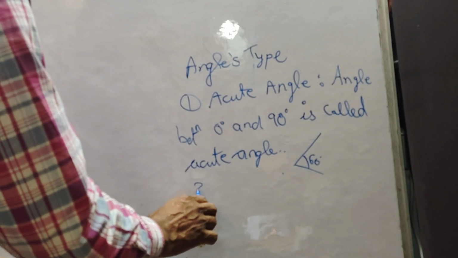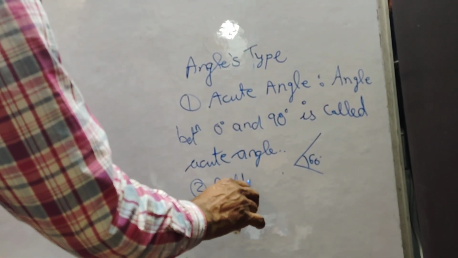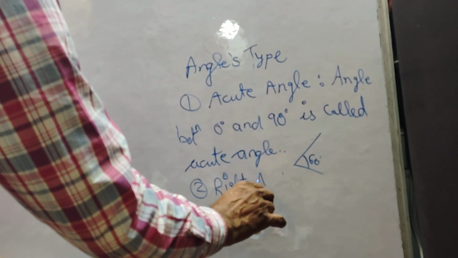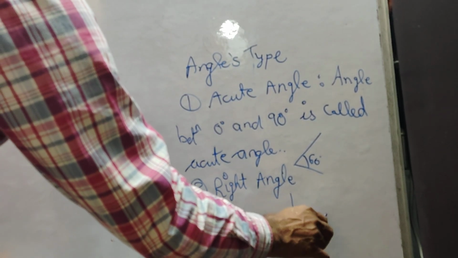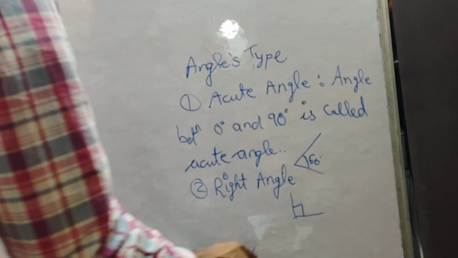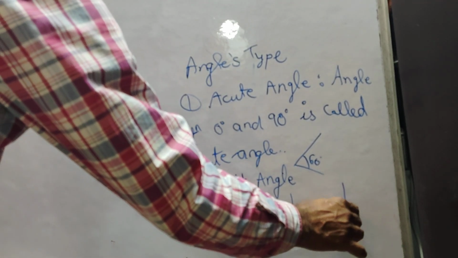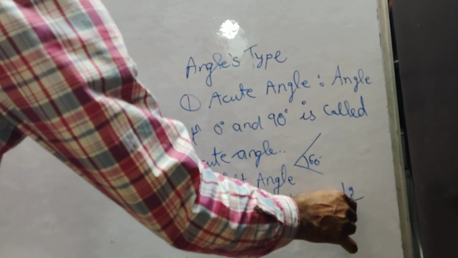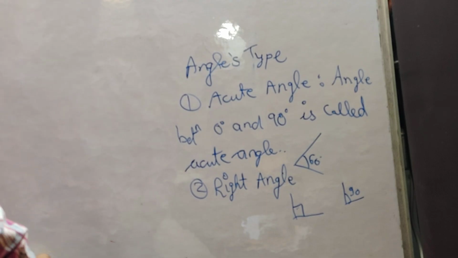Second type of angle is the right angle. Right angle means an angle whose measure is 90 degrees. This is the sign of a right angle. We can also write 90 degrees in this way, but we use this sign for 90 degrees. So the definition: an angle whose measure is 90 degrees is called a right angle.